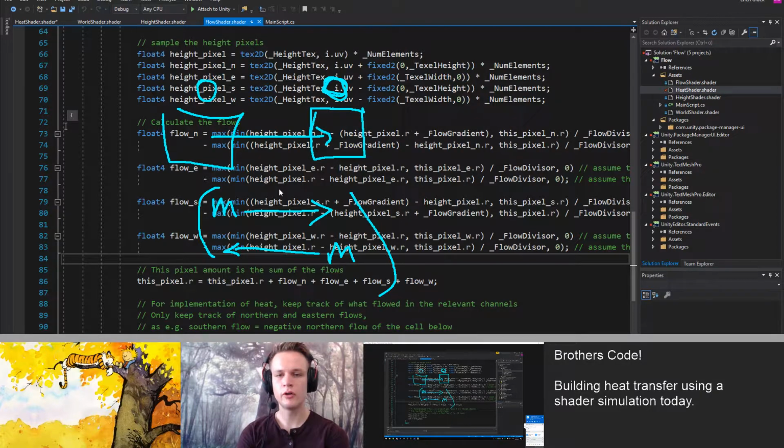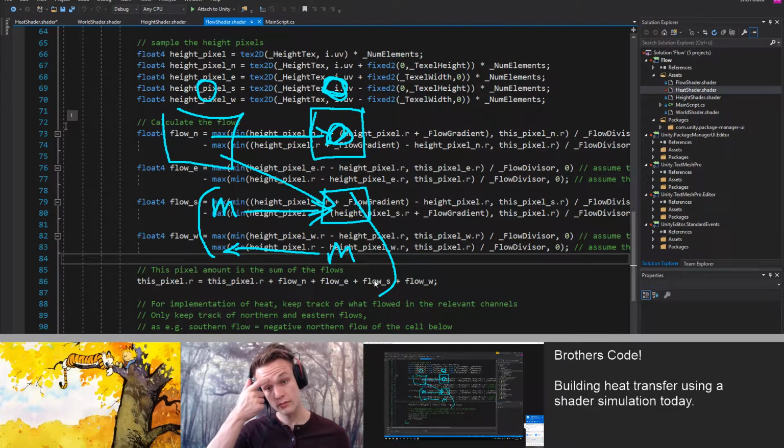What I'm saying is you don't know the ending height of, say, the cell to the east yet, because the ending height here depends on this cell down here, which you don't have a reference to. You do know it, because it has already happened. Oh, so you're going to do this update after the height texture is updated.